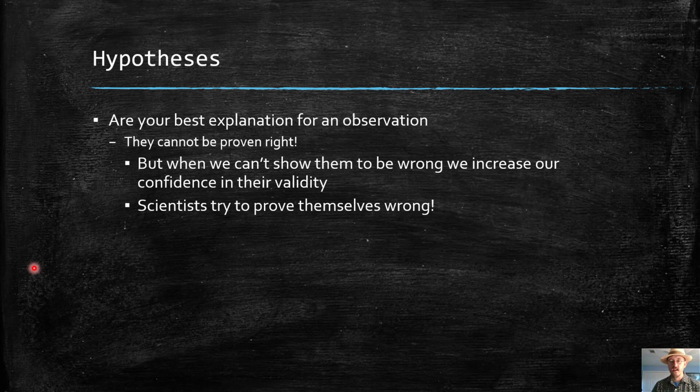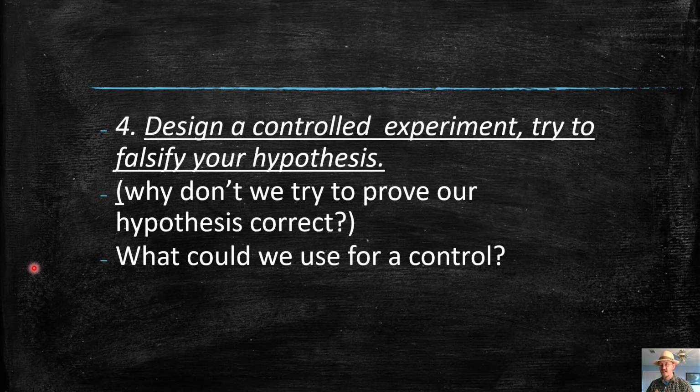They cannot be proven right, but in terms of science, we try really hard to show them to be wrong, and when we cannot show them to be wrong, we increase our confidence that they are valid. That's how science works. We try to show them to be wrong. When we cannot do that, it increases the probability that those hypotheses are correct. And remember, once again, as a scientist, you're always trying to prove yourself wrong rather than proving yourself right. It's easy to ignore contradictory evidence when you're trying to prove yourself right. But when you try to prove yourself wrong, you might be a little more honest about your findings.